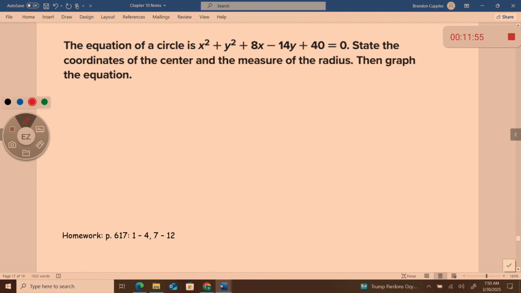Those of you that are in Algebra 2 this year, you kind of have a leg up on this. So the equation of a circle is blank. Okay, we got that equation. State the coordinates of the center and the measure of the radius, and then graph the equation.